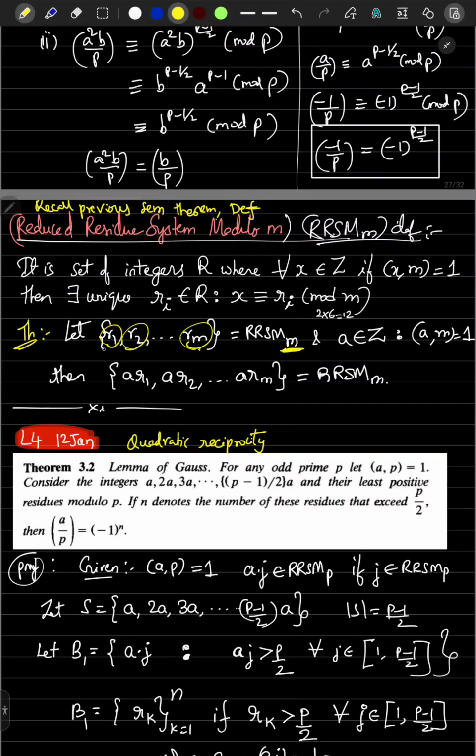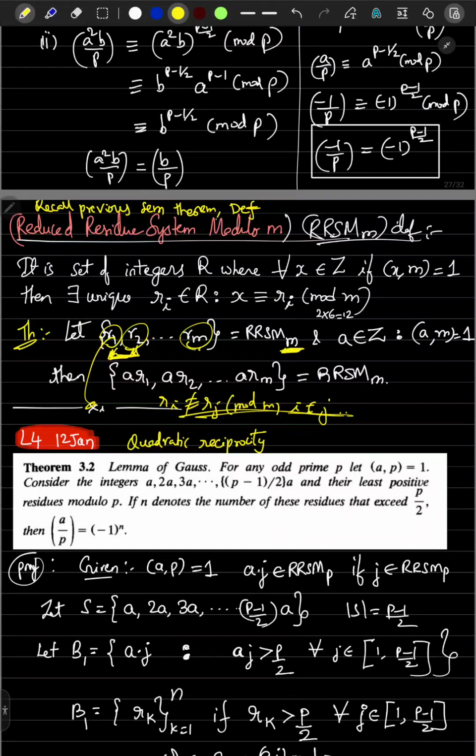Okay, coprime to m means GCD equals 1, and in this set there will not be two integers such that both are congruent to each other. We can say that from this set, Ri is not congruent to Rj mod m for i not equal to j. This property is also there.